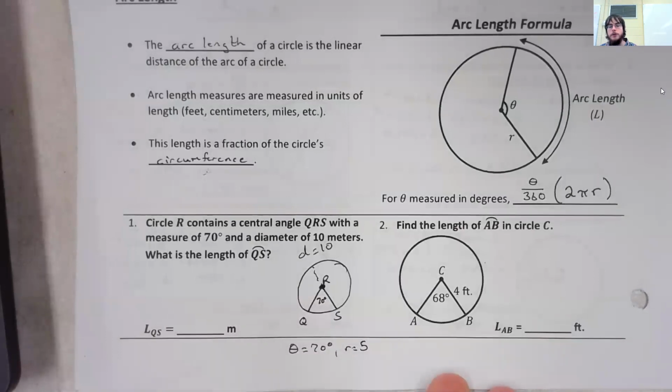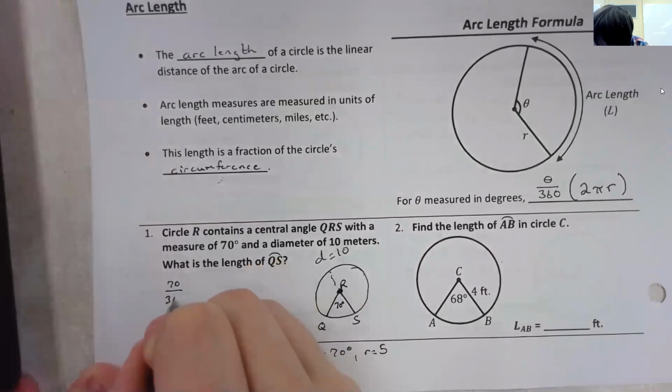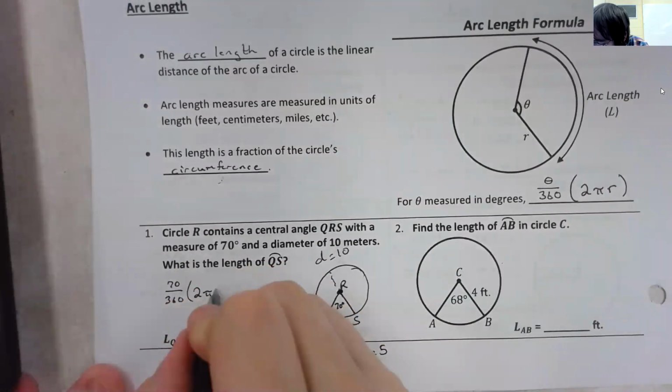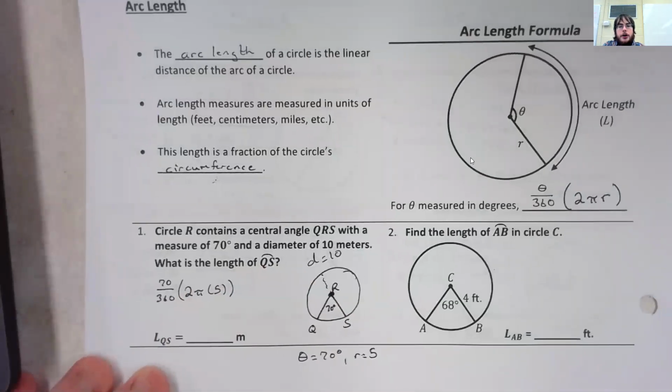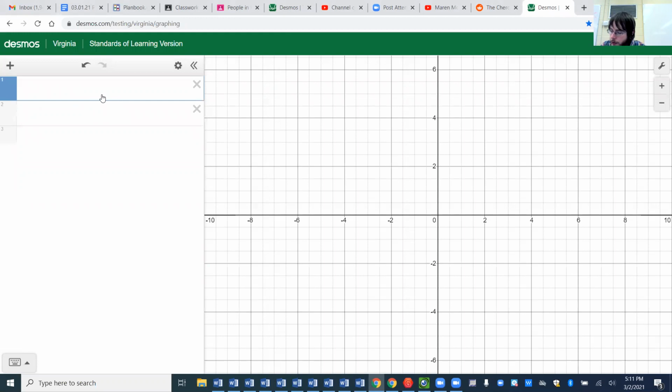into our formula. So we do theta over 360 first. So 70 over 360, and then multiply it by 2 pi r. So we do 2 pi times 5. So then all we do here is we simplify it. So we've got 70 over 360 times 2 times 5, which is 10, and that gives us 1.94 repeating, which as a fraction is 35 over 18, and then we tack on the pi at the back end.